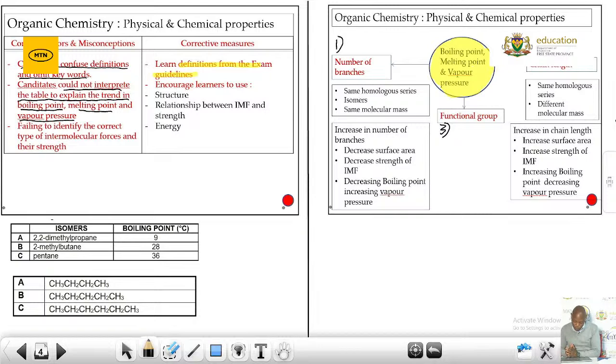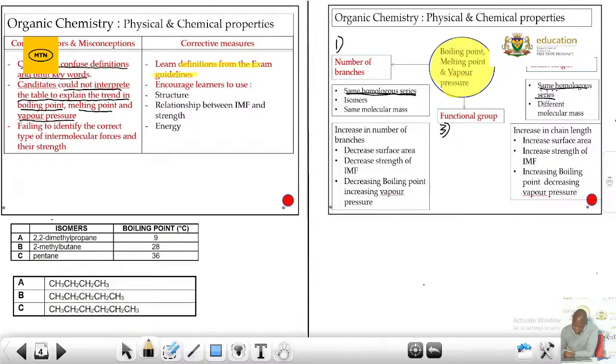What does this say to me? This says to me, if I am going to compare branches, then the compounds that I am comparing must belong to the same homologous series. If I am going to compare chain length, they must also belong to the same homologous series. If I am working with alkanes, it must be alkanes throughout. If I am working with carboxylic acids, it must be carboxylic acids throughout. They must belong to the same homologous series. That is very, very critical.